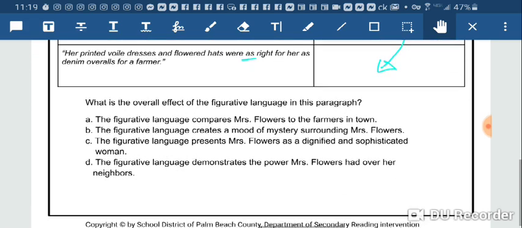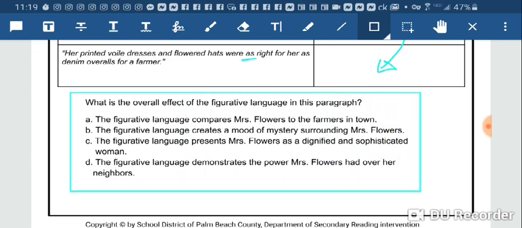And then I want you to follow the link at the bottom of your notes to answer this question. There you go.